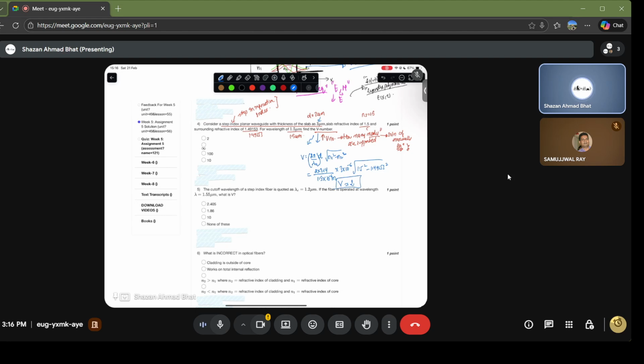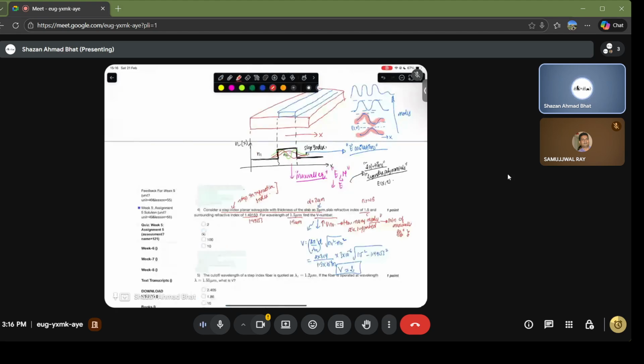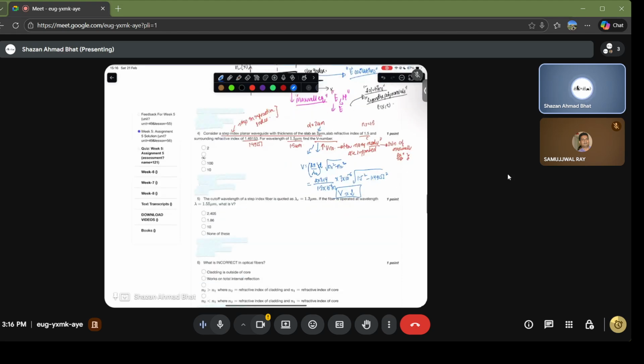That means two of these modes will be supported. It can support this mode and it can support this mode. It's as simple as that. That means the electric field oscillations or the variations in this waveguide can look like either this or this, and they are happening simultaneously. The electromagnetic wave will propagate in the form of these profiles in space inside it. Okay, so that's the detail about it.